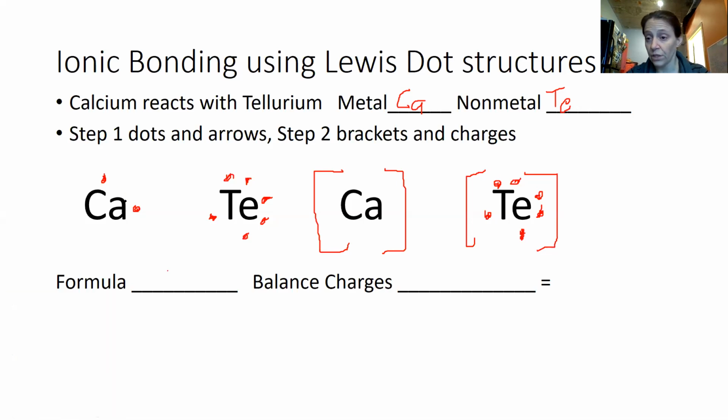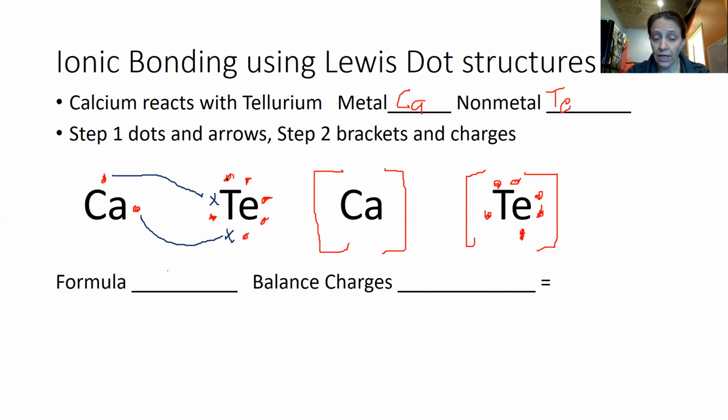Calcium has 2 valence electrons. Remember, calcium is a metal, so it wants to lose these electrons. Metals are losers. Okay, metals are losers, so we're going to move these electrons into tellurium. Tellurium wants to have 8 valence electrons to complete its octet rule, so it's going to gain these 2 electrons, and we're going to make those X's, so that indicates that those electrons came from a different element.